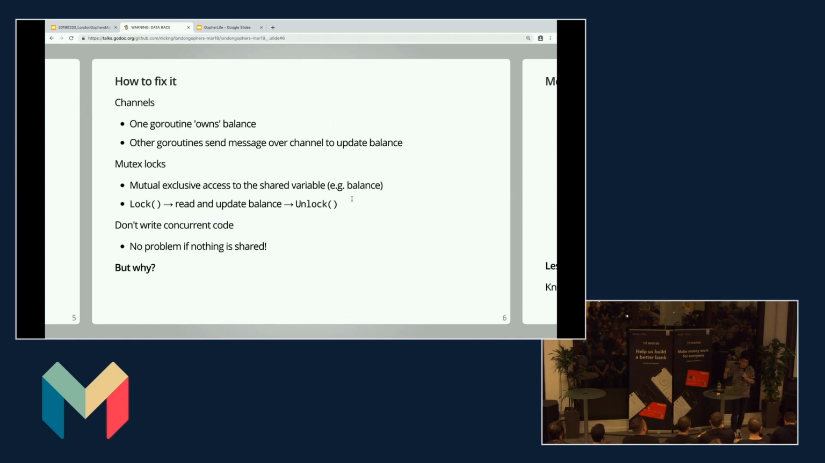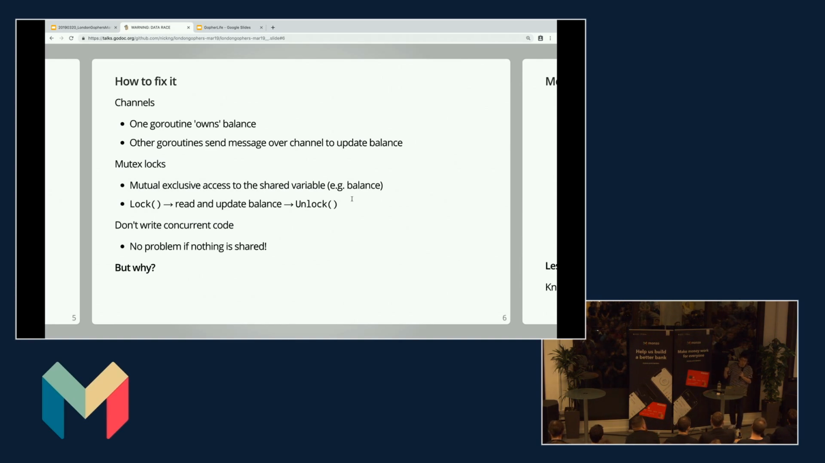Or you can use a mutex lock, which gives a piece of shared memory mutually exclusive access to the shared variable, so that only one thread can write to or read from the balance at one time. So what happens is you lock the balance, you do the updates, you do the reading, and then you unlock it, and then the other thread can access it in the same way. Or maybe even better, don't write concurrent code if you don't need to do anything concurrent. If you do it in a sequential way, no problem. There's nothing shared. There's no data race.